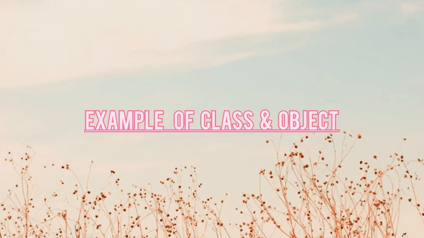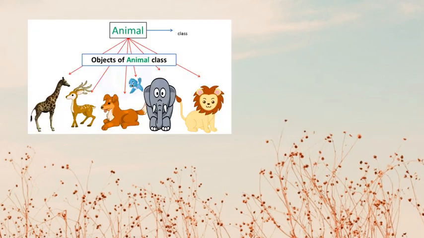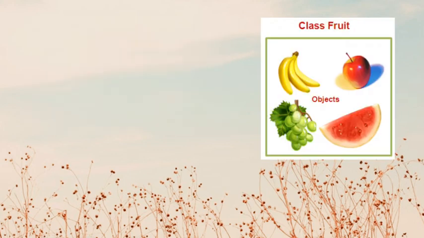Then, we will learn about examples of class and object. For example, animal is the class and the objects of the animal class are like lion, elephant, birds, and so on. While for fruit, the class is fruit and the objects are like banana, apple, grape, and watermelon.